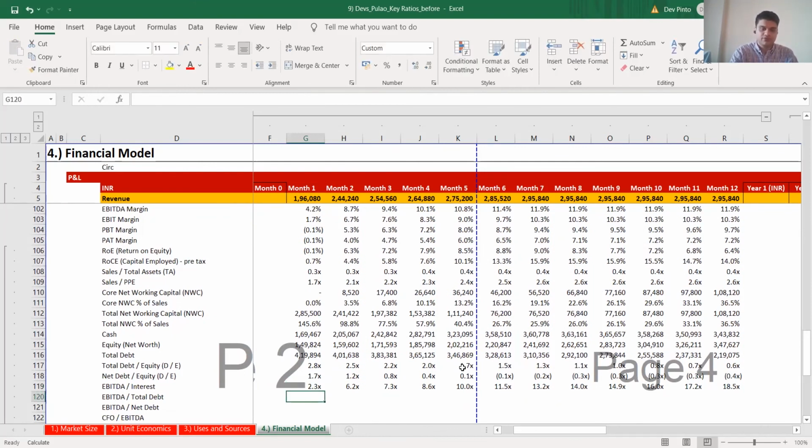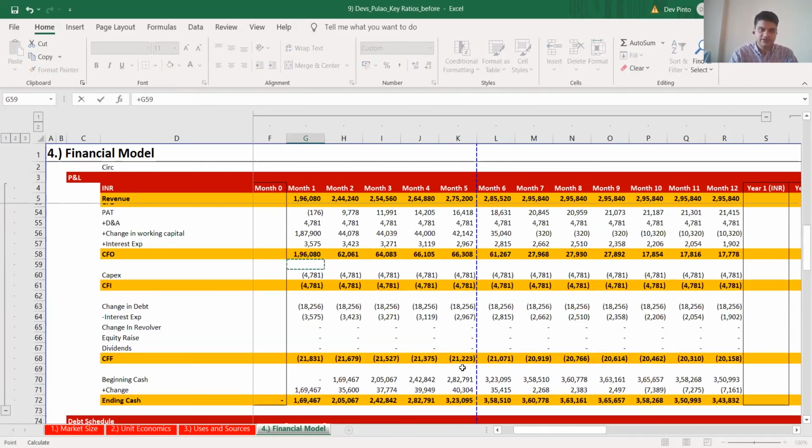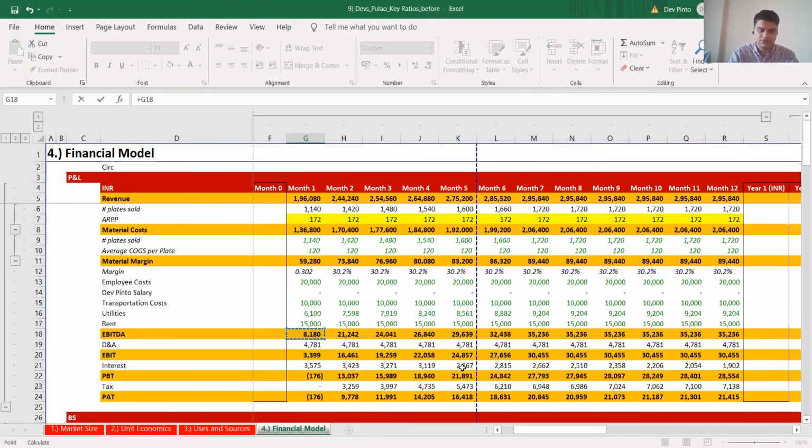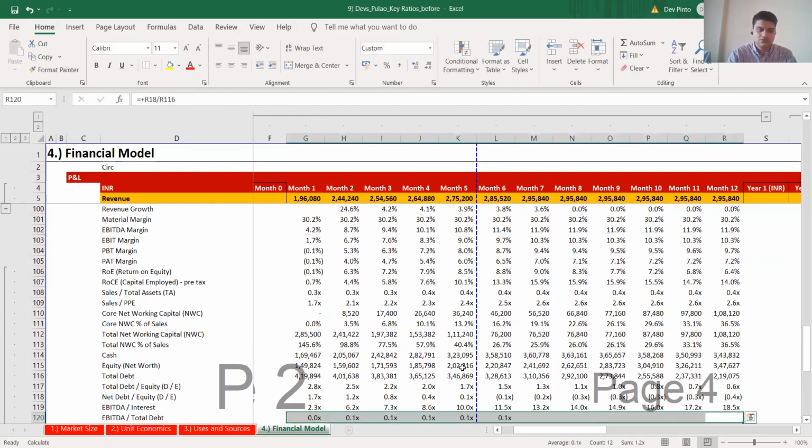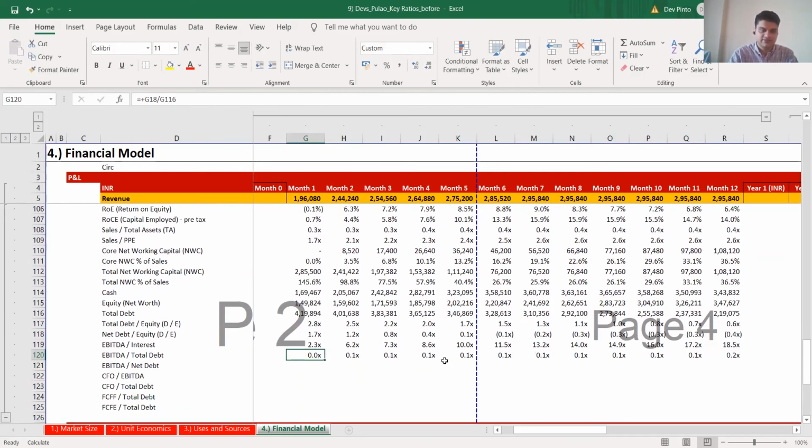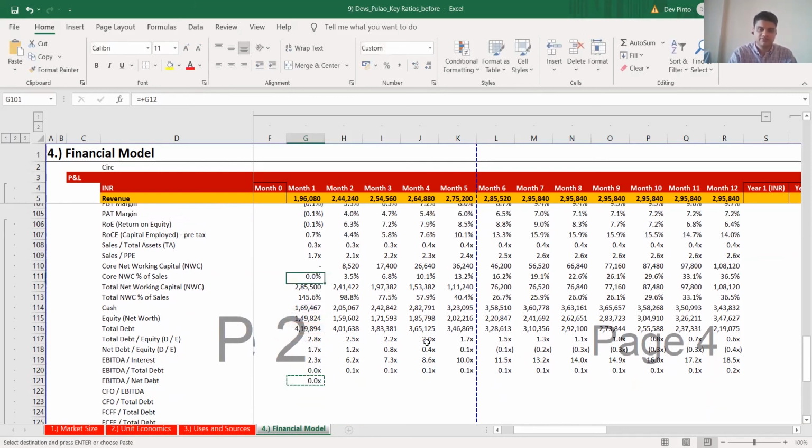Next, let's compute EBITDA by total debt. Total debt. Next, EBITDA by net debt, which is nothing but B.